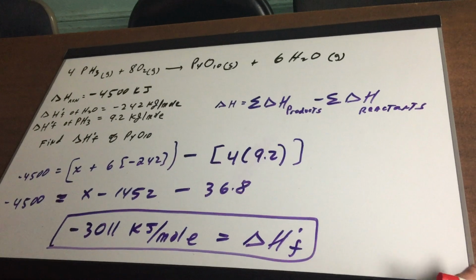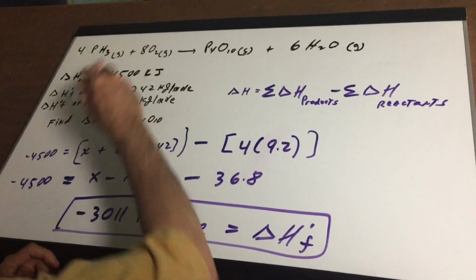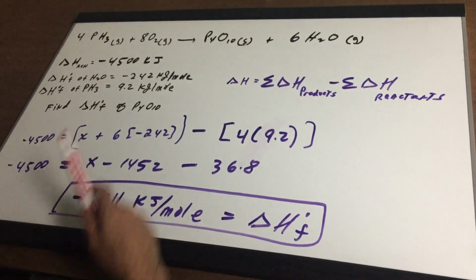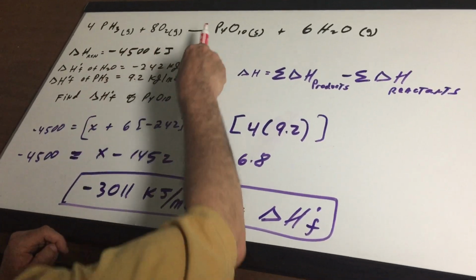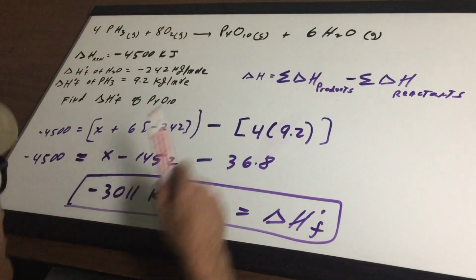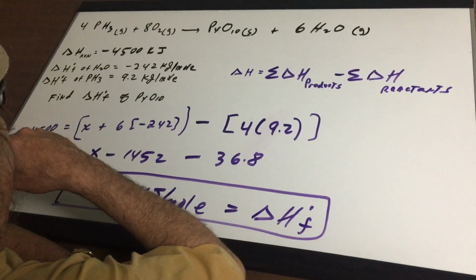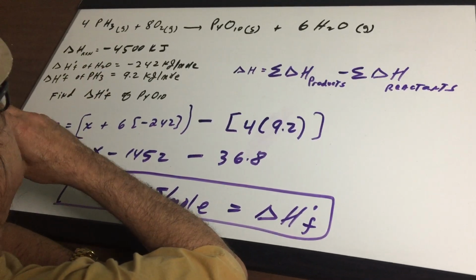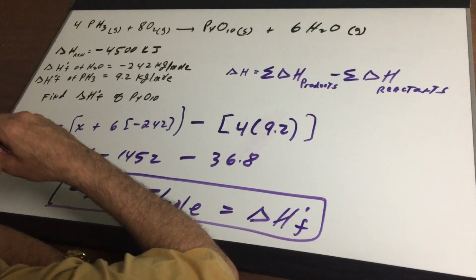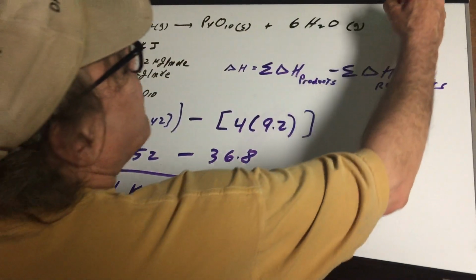In this example, I give you a molecule called phosphine, and we're going to react it with oxygen, and we're going to form two products. We would form a product called tetraphosphorus decaoxide, and we get 6 waters. Now, I give you the delta H of the reaction is minus 4,500 kilojoules. The minute you hear the overall reaction is minus, you know the reaction is exothermic.